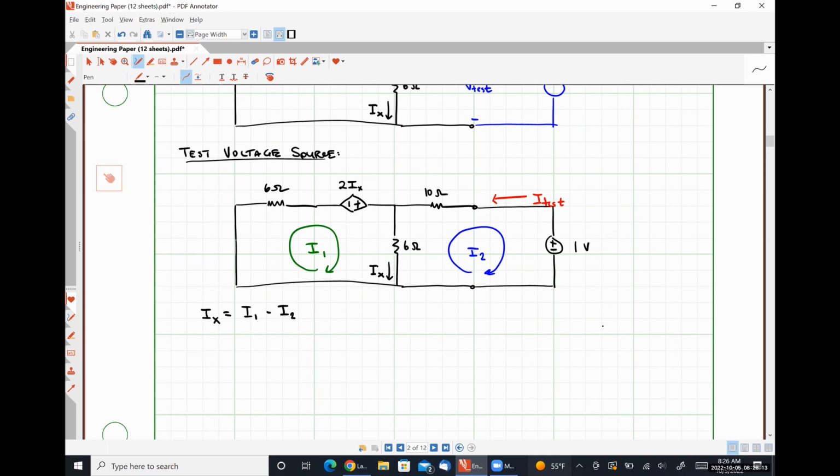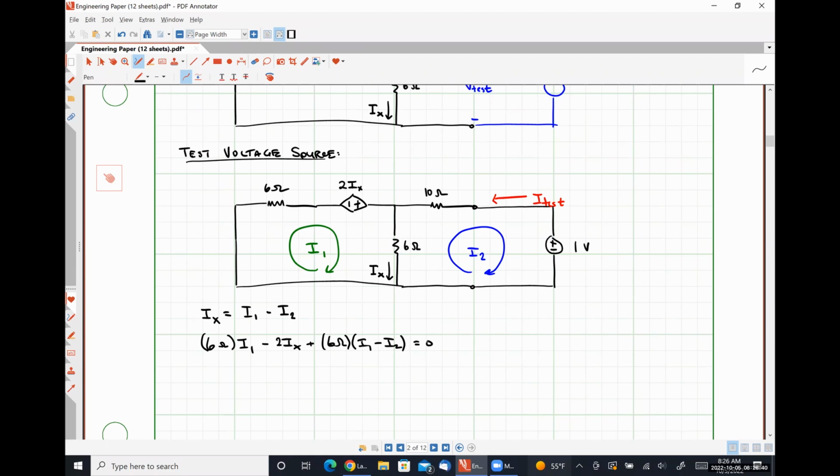Now I'm going to write my KVL equation. So let's start with KVL around mesh 1. That's going to look like 6 ohms times I1 minus 2IX plus 6 ohms times I1 minus I2 is equal to 0.